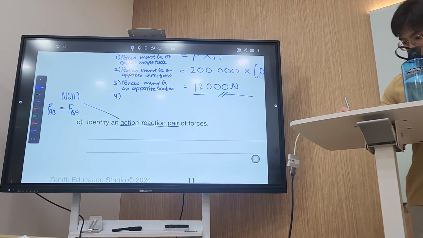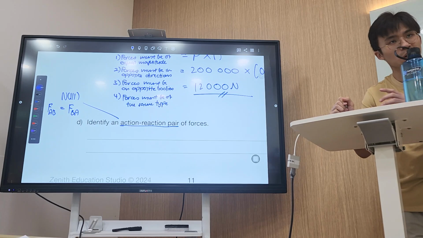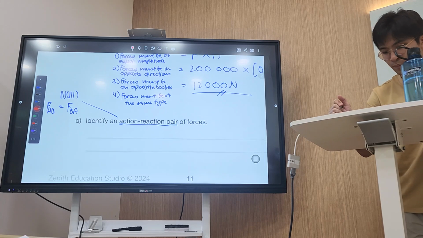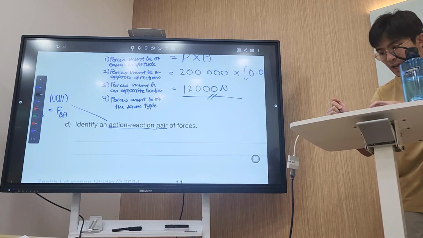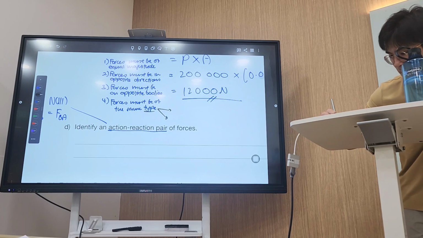Your last one is perhaps the hardest for secondary school to understand, but I will help you out. Your forces must be of the same type. What is a type of force? What does type mean? We can split it up into 2 main categories.